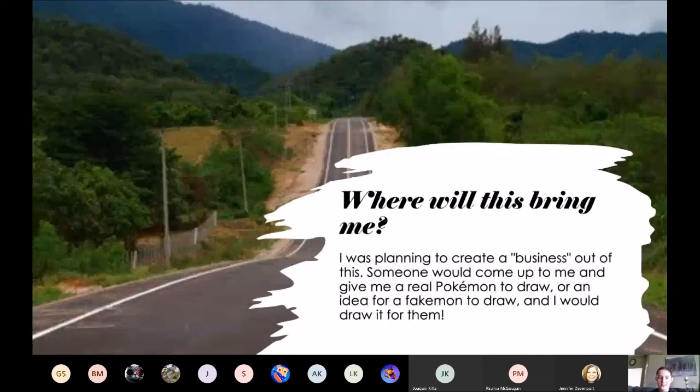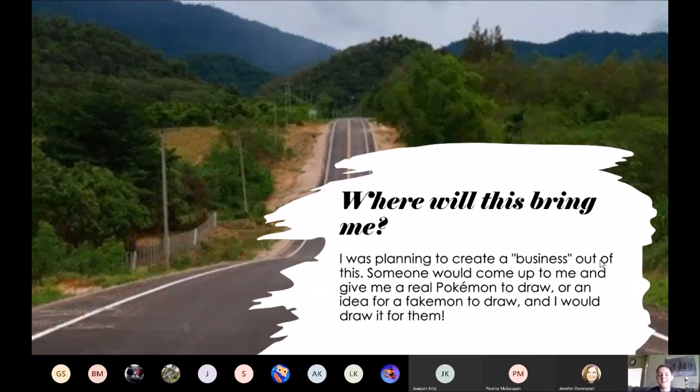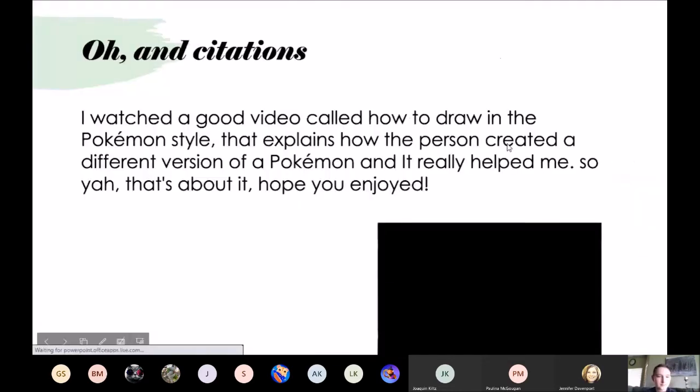Where do I think this will bring me? I was kind of planning to make a business out of this, where someone would come to me and tell me a real Pokemon to draw or an idea for a Fakemon to draw, and I would draw it for them and give it to them.